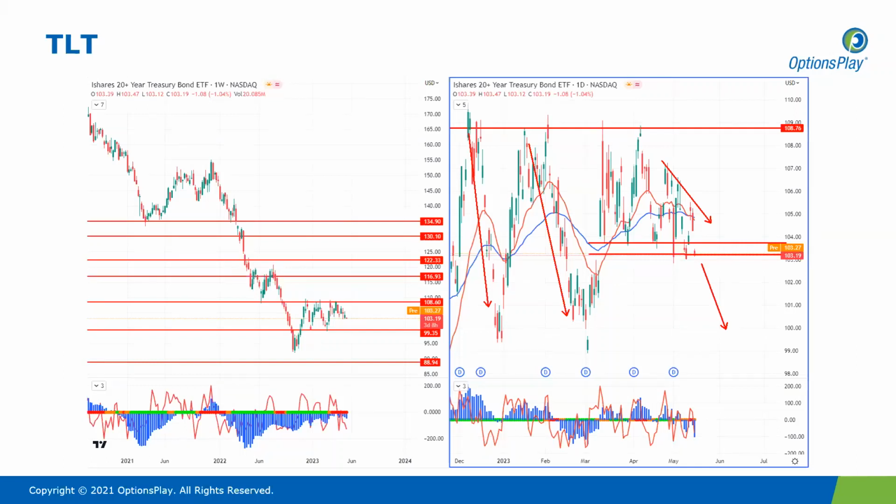Price is struggling to bounce each time it touches that 103, 104 support level. It is struggling to bounce higher from that area.